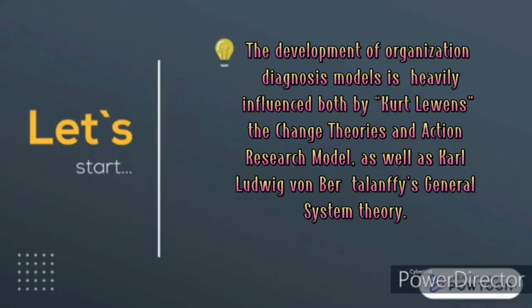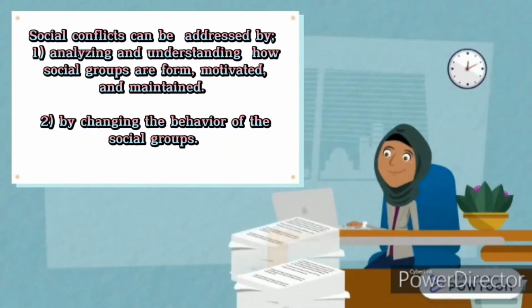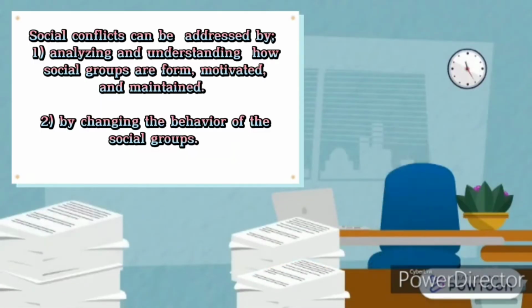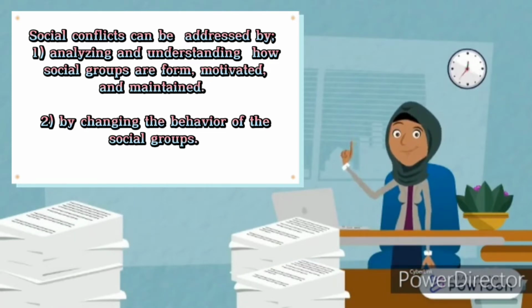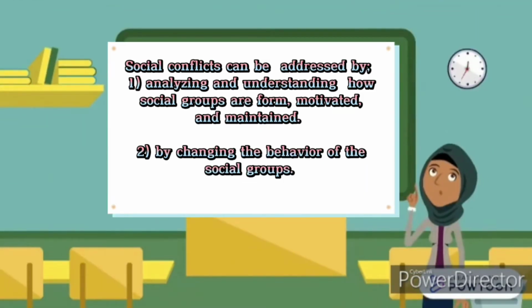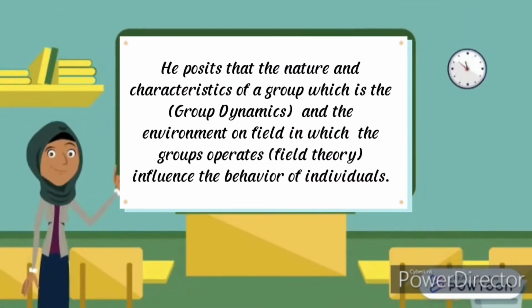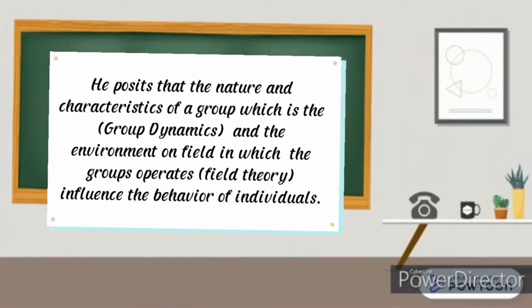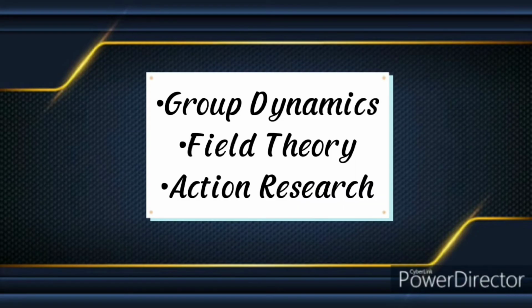Kurt Lewin believed that social conflicts can be addressed by, first, analyzing and understanding how social groups are formed, motivated, and maintained, and second, by changing the behavior of the social groups. He posits that the nature and characteristics of a group and the environment or field in which the groups operate influence the behavior of individuals. But let us first define what group dynamics, field theory, and action research are.